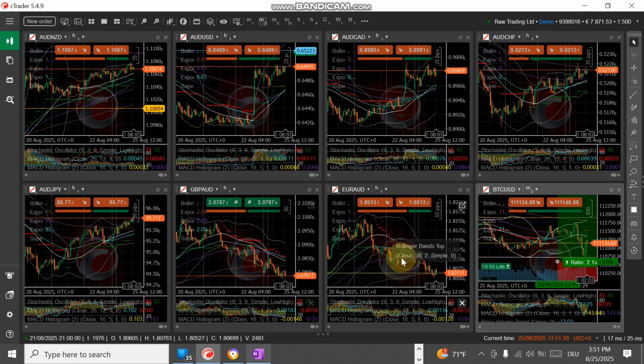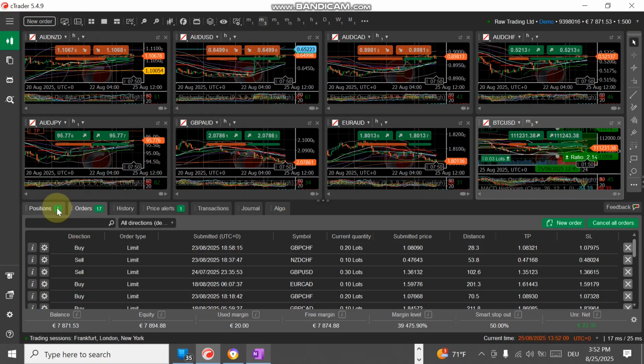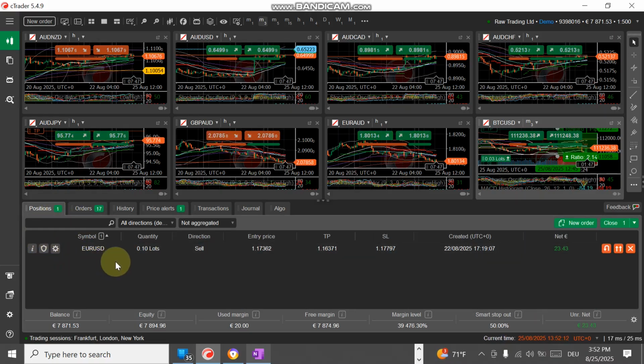Now the opposite side, GBP Aussie, GBP is down, meaning Aussie is strong. Euro Aussie, and Euro is down, Aussie strong. Let's see what happened. Do I have any Aussie pair? Not. I have to watch out for Euro USD because I'm selling. I was 30 euro here before, but I have to watch out for that.